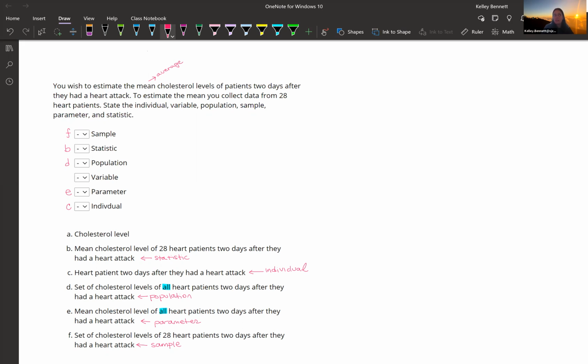So we know our who is individuals 2 days after they've had a heart attack, and then you measure their cholesterol. The variable, what is it that you're measuring about them? Well, we're measuring the cholesterol levels. So this is going to be your variable. And so this leaves us here with A.